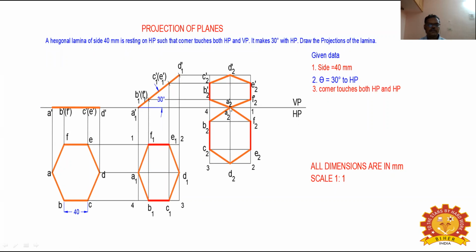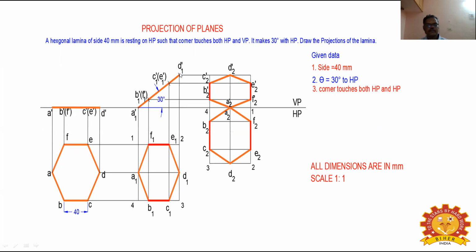Here it touches the reference line HP and VP line. Therefore, the initial position you have to draw by resting on one of its corner point. Okay. Once if you draw all this corner point, mark A, B, C, D, E, F. Okay. Similarly, in this, like in the previous step, you have to draw the 30 degree line and you have to transfer all these points.